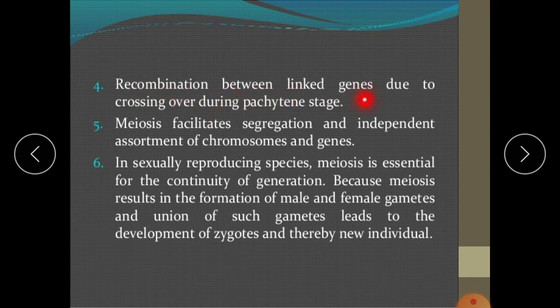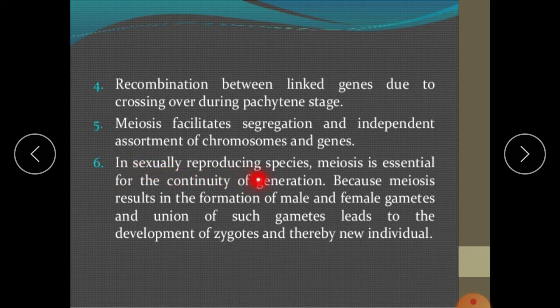Recombination between linked genes occurs due to crossing over during the packaging stage. Meiosis facilitates segregation and independent assortment of chromosomes and genes. So meiosis facilitates segregation, separation, and independent assortment. Independently, the genes are assorted and separated. They are not depending on other genes. They get separated and they aggregate to form chromosomes in the next progeny.